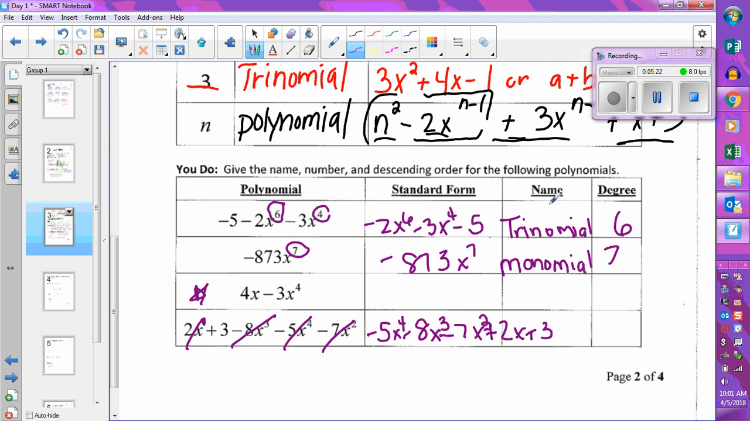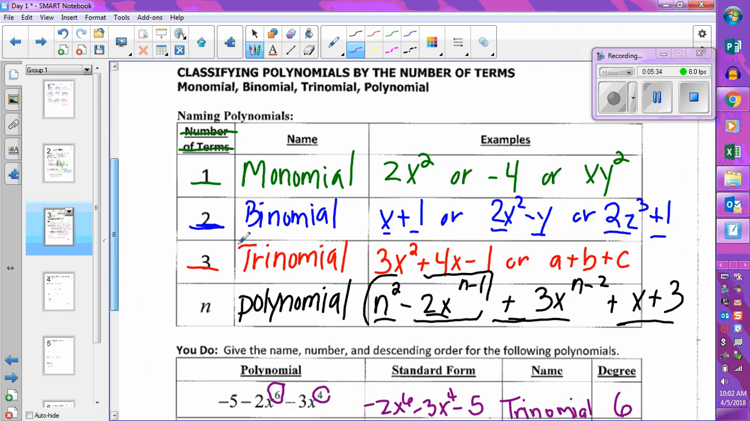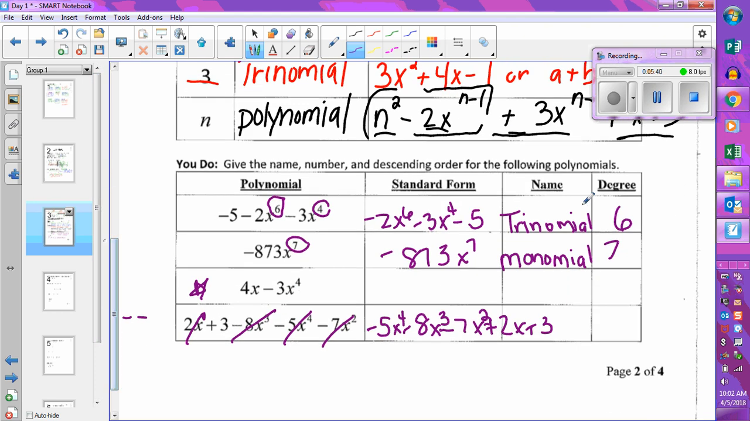All right, so the next thing is that we need to name our polynomials. So this has 1, 2, 3, 4, right? So anything beyond 3 terms, any polynomial that goes beyond 3 terms is going to be considered to be a polynomial. So that's when we're going to write down here polynomial. I'm going to write it below here because I ran out of space. You guys can write it in your box right here. But polynomial.